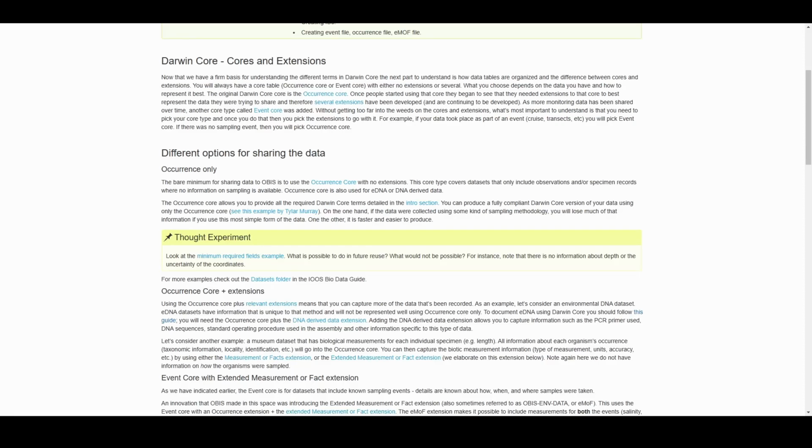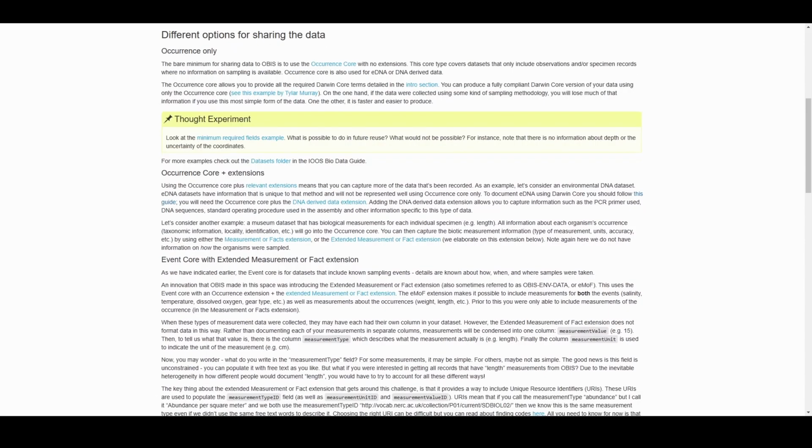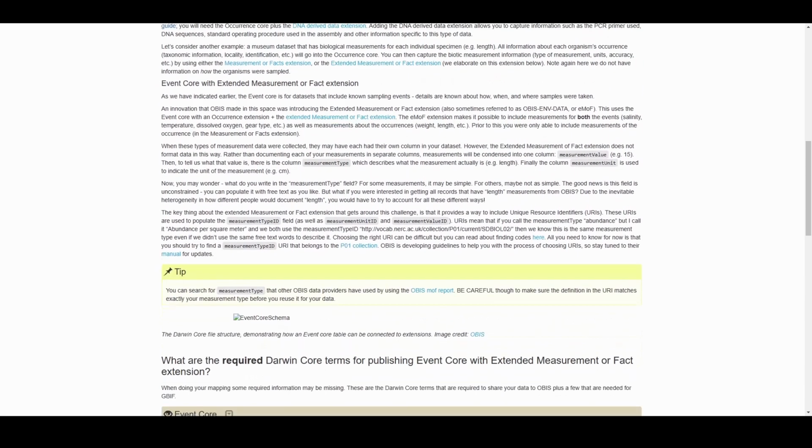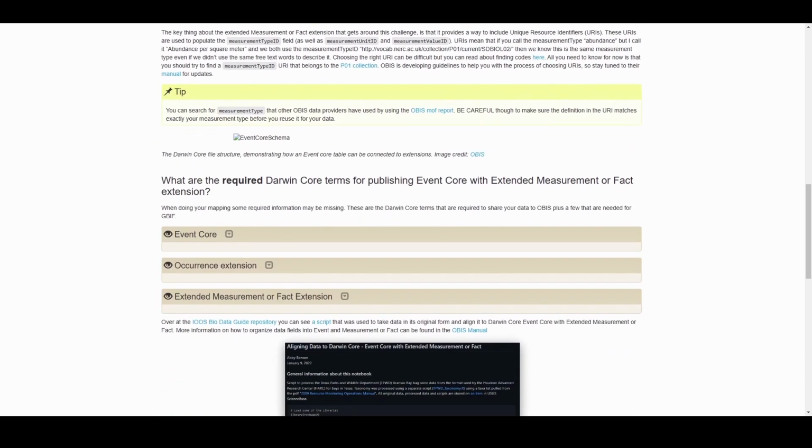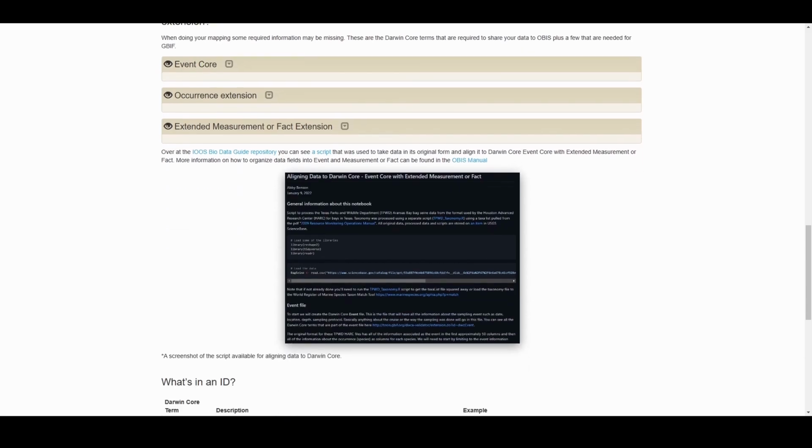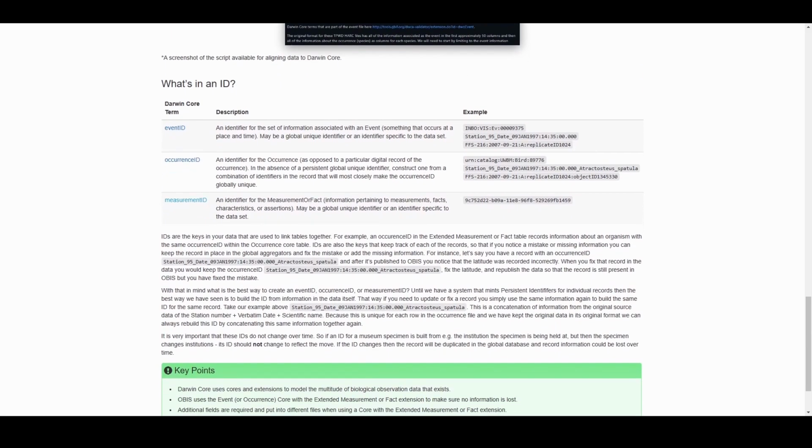Let's go back to our workshop page. So we have lots of information that I've just covered. We have a couple exercises for you to go over. And finally, I just want to touch on what is an ID. We've been talking about IDs and identifiers this whole time, but what actually is an ID and how do you make an ID? So the identifier is a unique identifier that points to an event or an occurrence, a specific record.